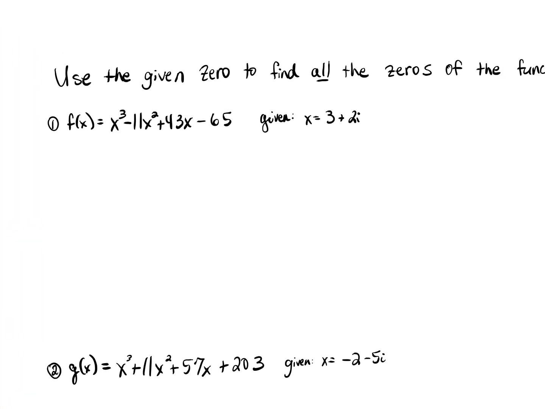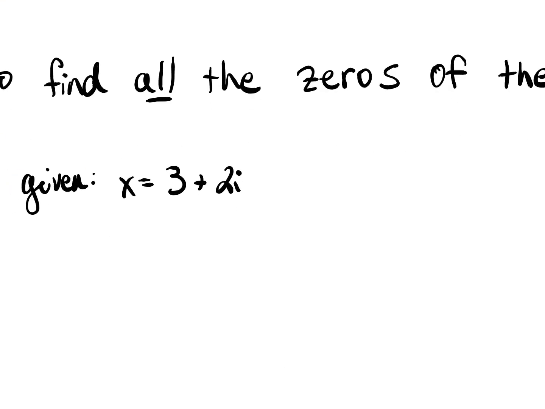First of all, I look at this problem and I say, okay, x cubed. That means I should have 3 zeros. I know that because my highest exponent is 3. Well, they already told me here that x equals 3 plus i. That means they also told me that x equals 3 minus 2i. You have to account for the conjugate.